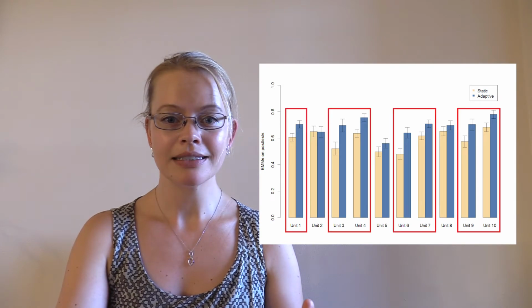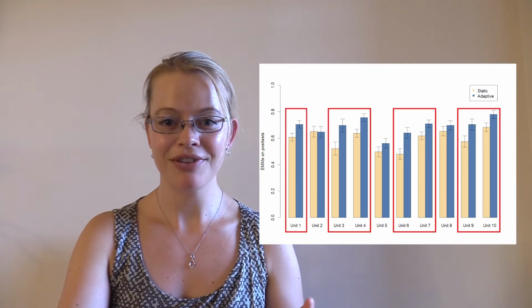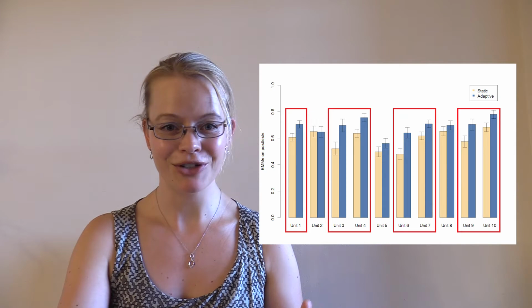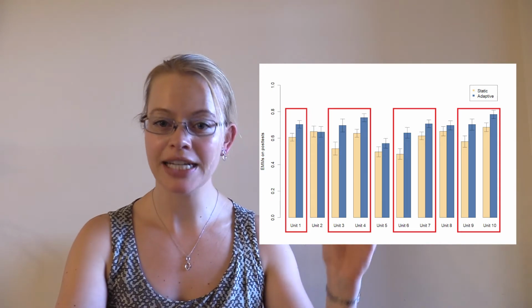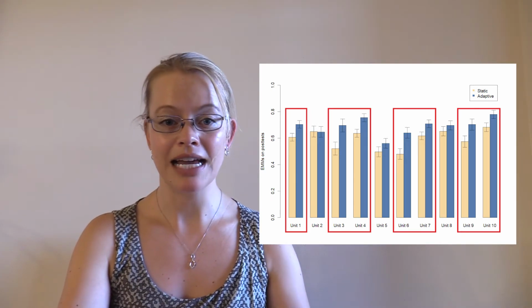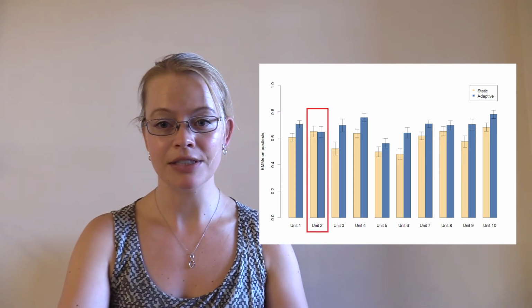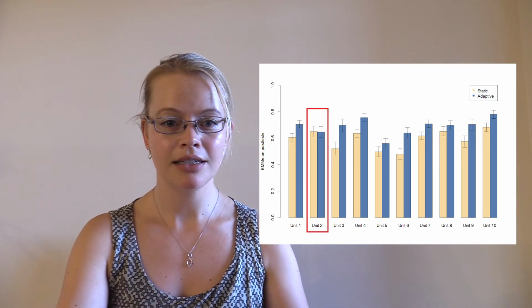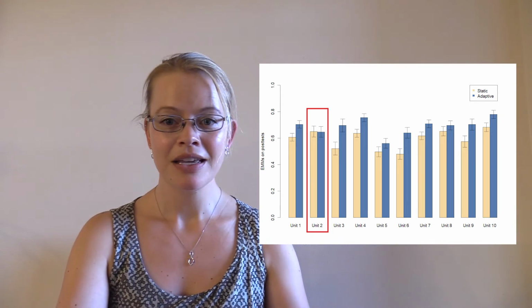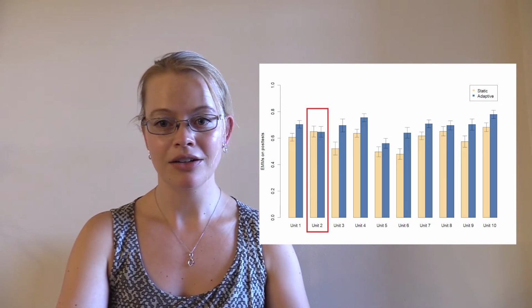So for all weeks except weeks 2, 5, and 8, we found that students who worked with the adaptive version had significantly higher learning gains than students who worked with the static version. For week 2, we have to look into why we didn't see a difference. It could be because the content in this week was particularly challenging and learning gains were actually altogether lower than in the other weeks.